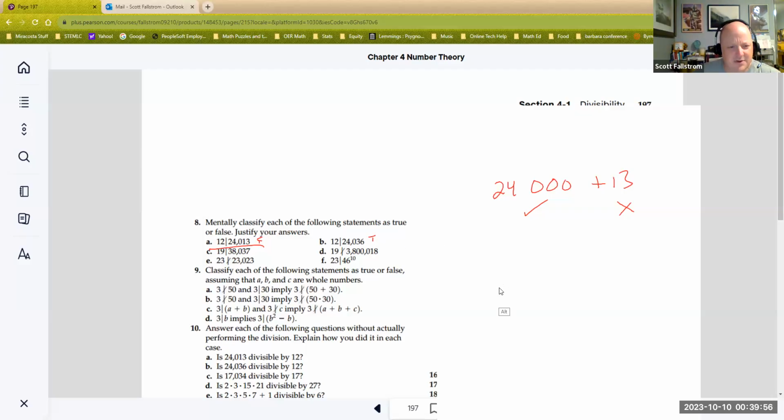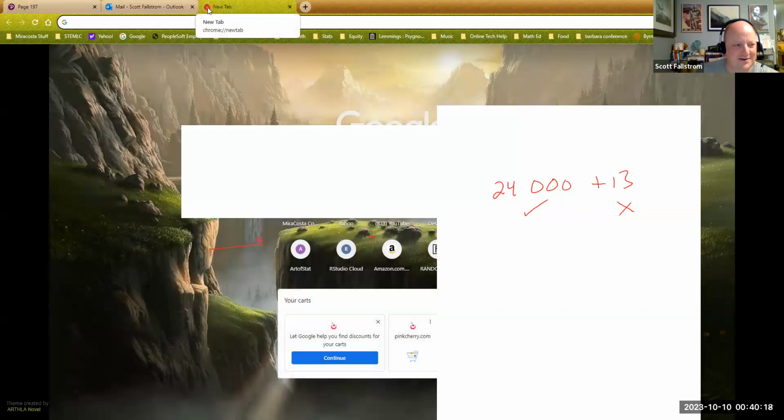Let's see, was there a particular part? Let's see what the student question has said. Part F. Okay, well, part F. I don't think we'd be able to do this one on a calculator. Let's check and see. I'll clear everything off here. Let's go to Desmos.